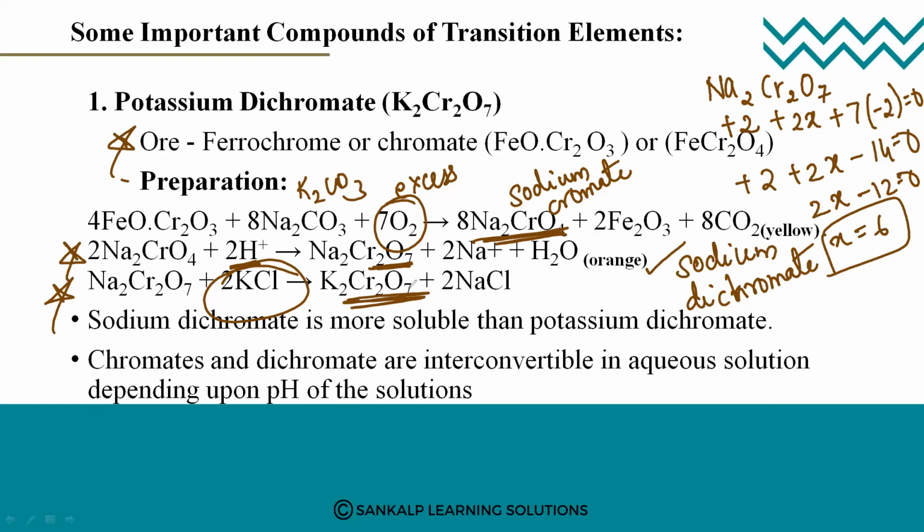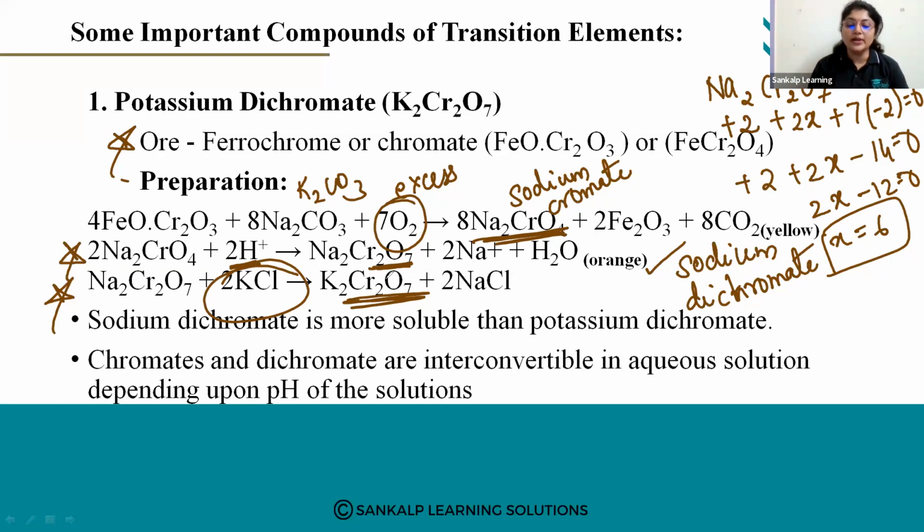So on cooling, the orange crystals of potassium dichromate will separate out. Because you are continuously heating, right? So after cooling, what will happen? The potassium dichromate crystals, which are orange in color, will get separated, right? So this is about potassium dichromate.